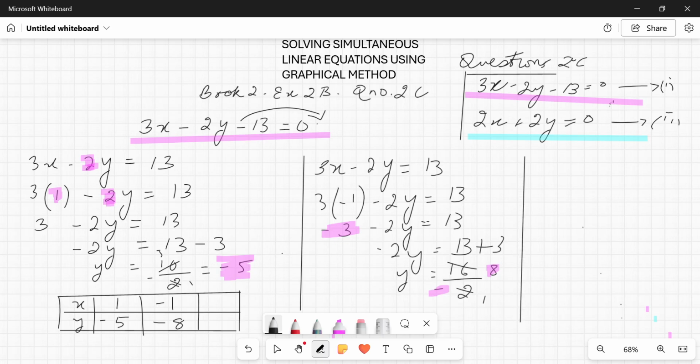Now the third value. 3x minus 2y is equal to 13. This time check it with 2. If I take 2, 2 with 3 gives you 6, and 13 minus 6 gives you 7. So don't take an even number, take an odd number. So instead of 2, I'm taking 3. Let's check with 3.